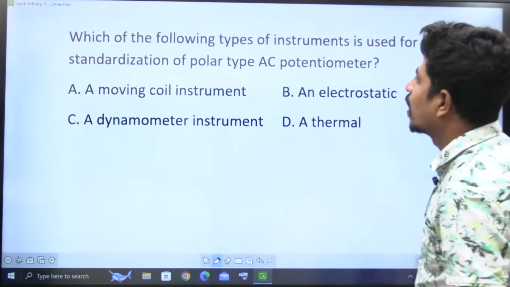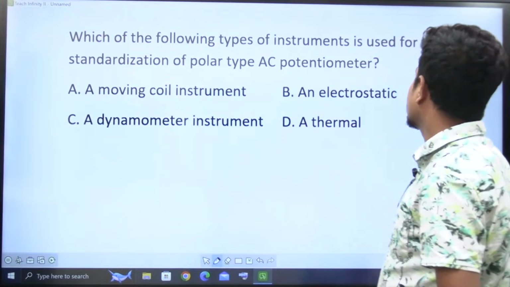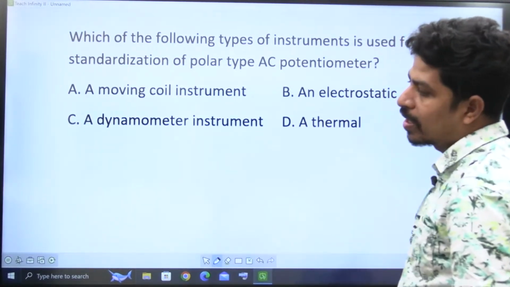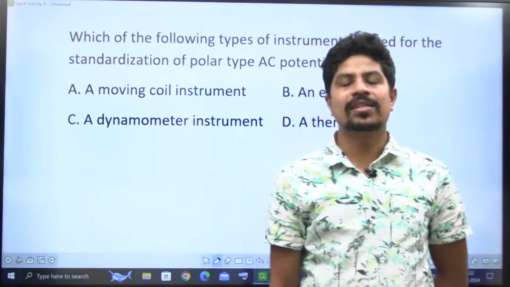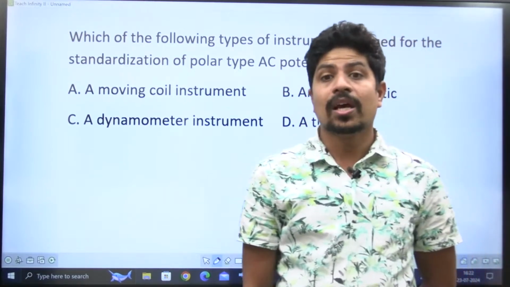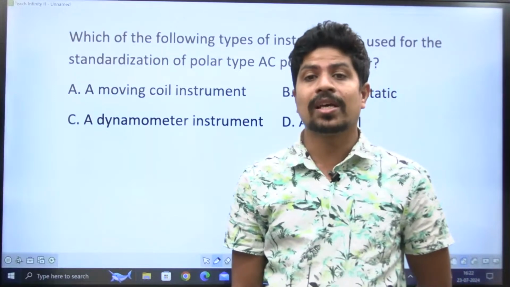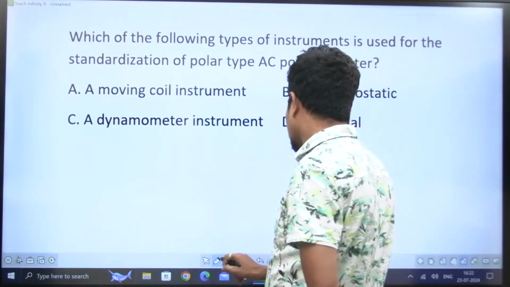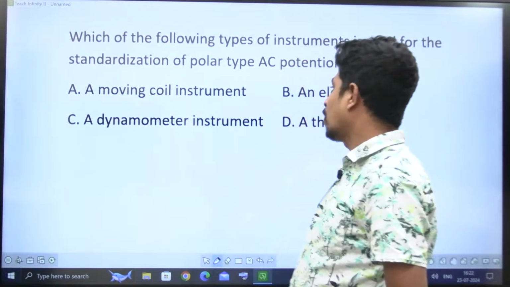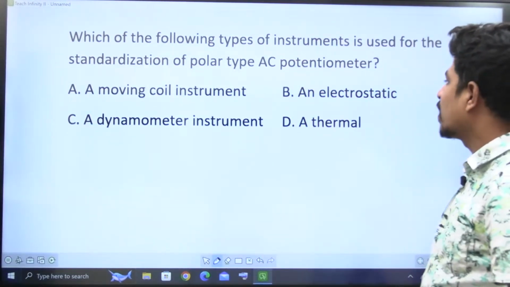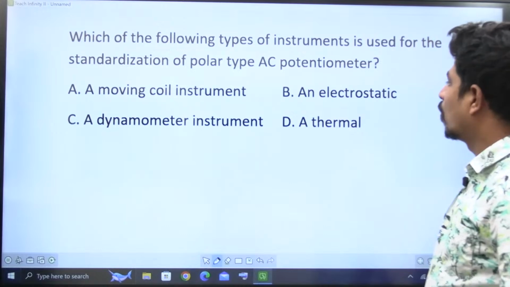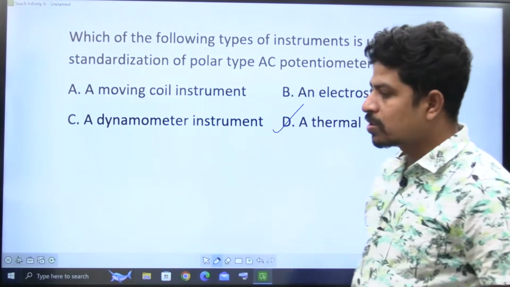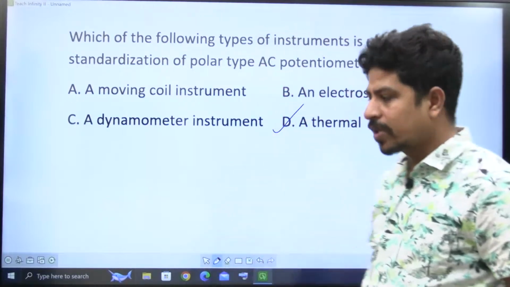Next question. Which of the following types of instruments is used for the standardization of a polar type AC potentiometer? There are 2 types of potentiometers, AC and DC. For a DC potentiometer standardization, we use a standard cell. Please do remember this one. Then which instrument is used for the standardization of an AC type instrument? Moving coil instrument? No. Electrostatic? No. Dynamometer? No. Thermal instrument we are going to use for the standardization. Please do remember this point.